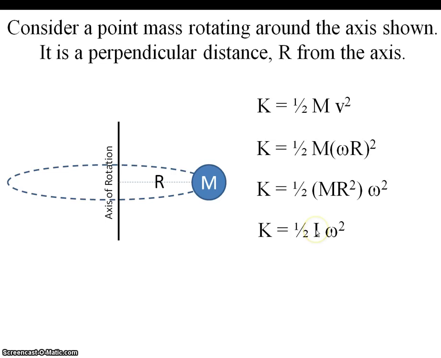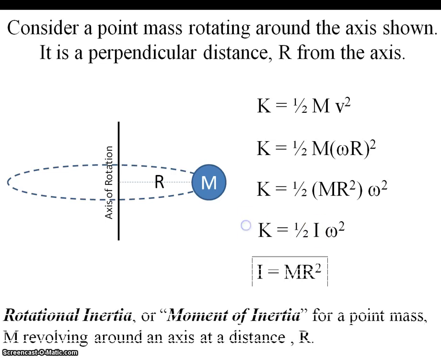We're going to substitute a new symbol, the capital letter I. This is the symbol for rotational inertia. And our definition now is that we are going to define the rotational inertia of a point mass rotating at a radius r as being equal to mr squared. And this new term that we have in the box here is called rotational inertia. It's sometimes also called moment of inertia, and it's a specific formula that we came up with for a point mass around an axis of rotation at a certain distance r.